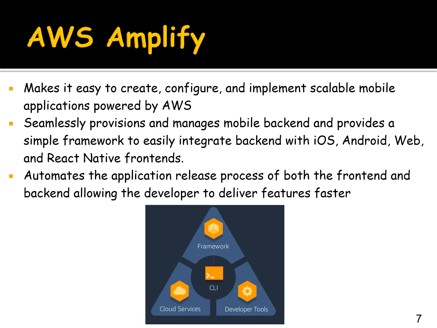AWS Amplify is an open source JavaScript library provided by Amazon Web Services that enables developers to build applications with cloud services on the web or mobile platform. It seamlessly provisions and manages the mobile backend and provides a simple framework to easily integrate the backend with iOS, Android, web, and React Native frontends. As you can see in the diagram, there are mainly three components of AWS Amplify: framework, cloud services, and developer tools. And these three parts are integrated in one CLI.